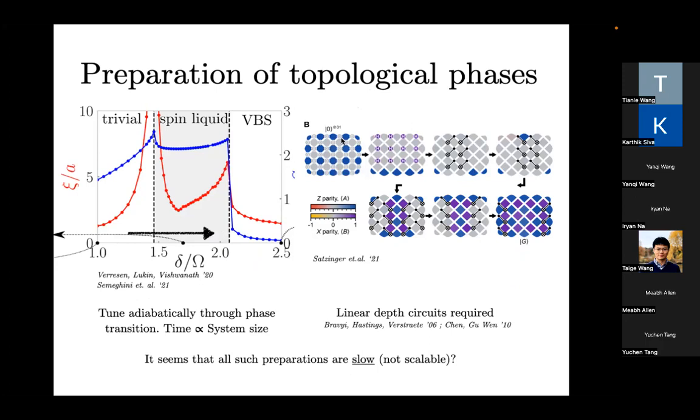and of course, if you want to go to larger systems, you need to wait longer. And of course, in the Google experiment, they prepared using some quantum gates, but this is very specific for the system size. If they go to a larger chip in the future, they'll need more gates. So, of course, people have proven that linear depth circuits are required, and that means that as long as you increase the system size, it will take longer. So it seems that all of such preparations are not scalable. However, there's a trick, or like a cheat.